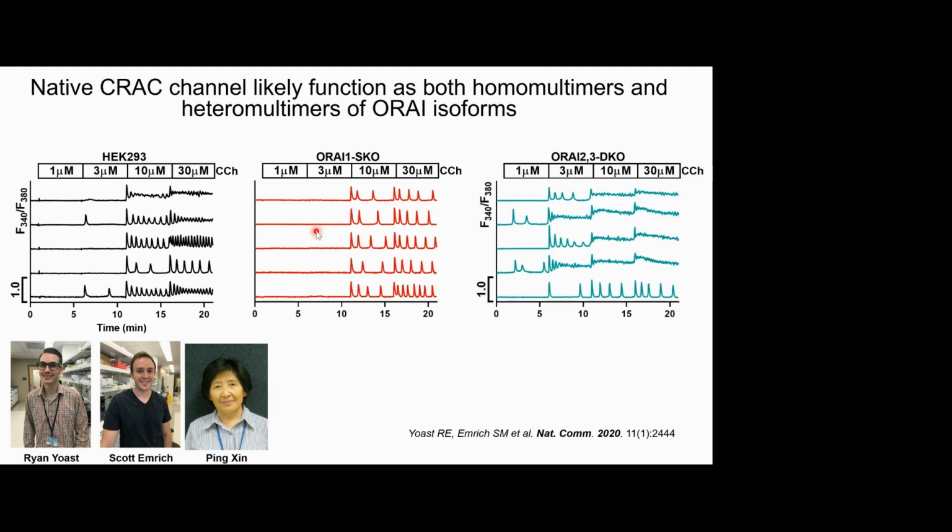However, when you take the double knockout, 2 things happen. They start responding earlier, and they start plateauing earlier. Why? Because they've now lost the brakes, they've lost the negative regulators. And so we think it's oversimplistic to think the native channel is just ORI1. It might be in some cases, but in other cases, it might be a combination of ORI1 and ORI2, or ORI1 and ORI3, or maybe all 3.